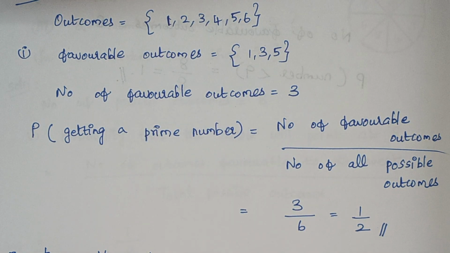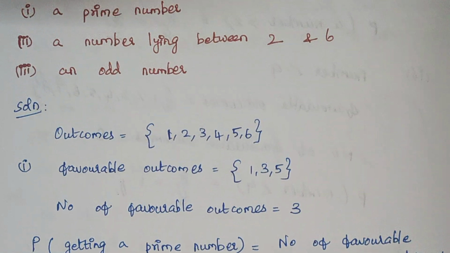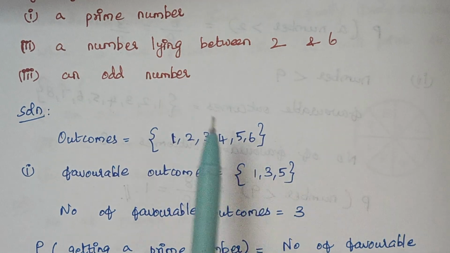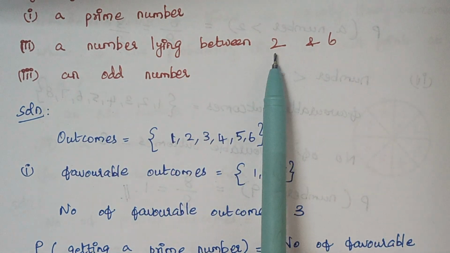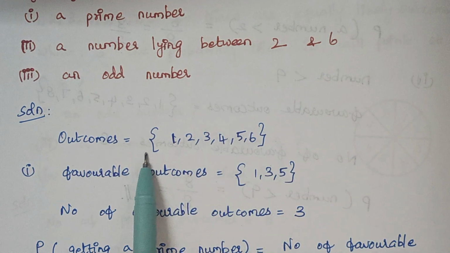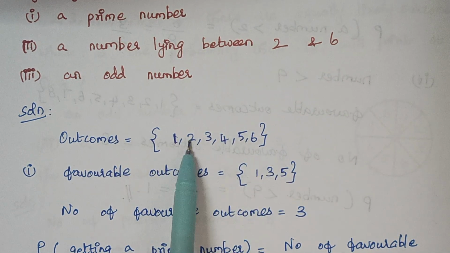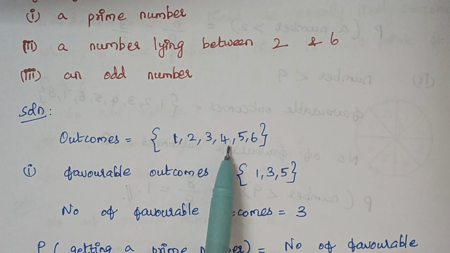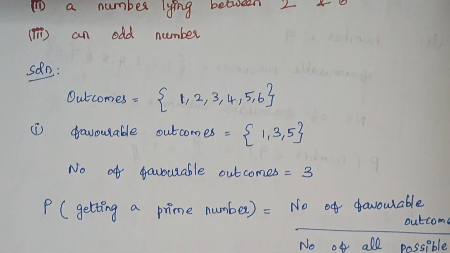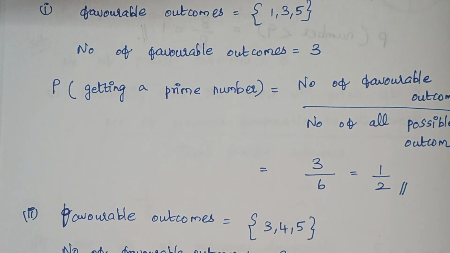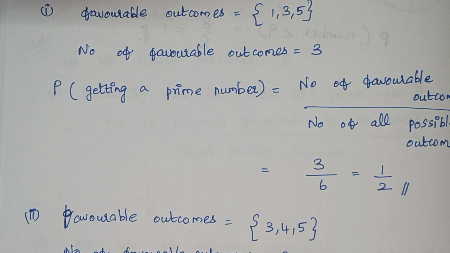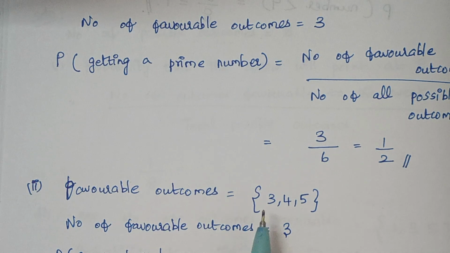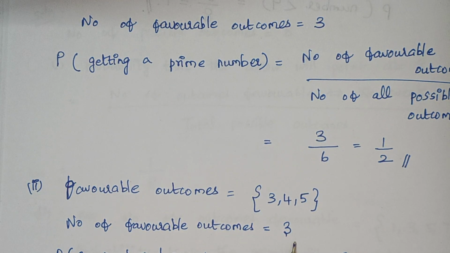Here the second question is a number lying between 2 and 6. So what are all the numbers that lie between 2 and 6? Again look at the possible outcomes. So between 2 and 6 we are having 3 numbers, 3, 4 and 5. Therefore, here the favorable outcomes are 3, 4, 5. And the number of favorable outcomes, when you count 1, 2 and 3, is 3.